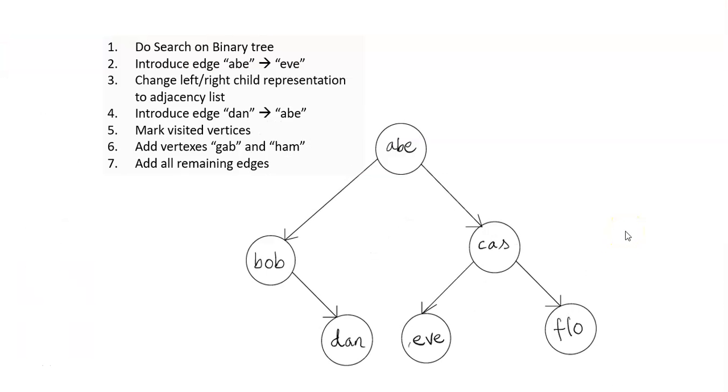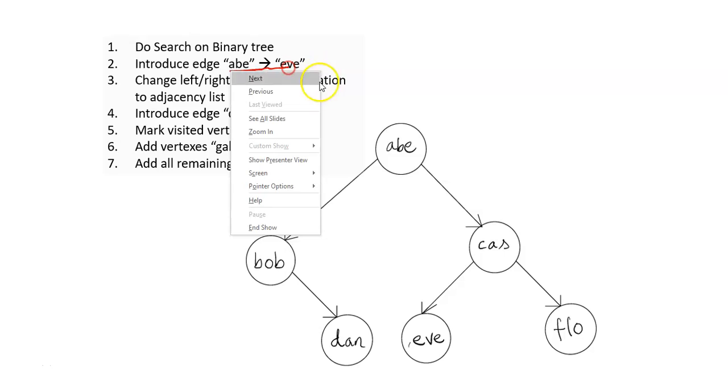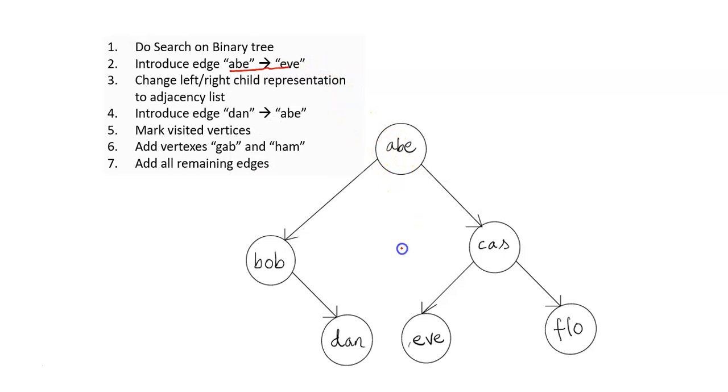In the previous video, we implemented the first search for a binary tree. Now, what we're going to do next is introduce a new edge, and that is this edge. And we are going to change the left child, right child representation to use an adjacency list instead.